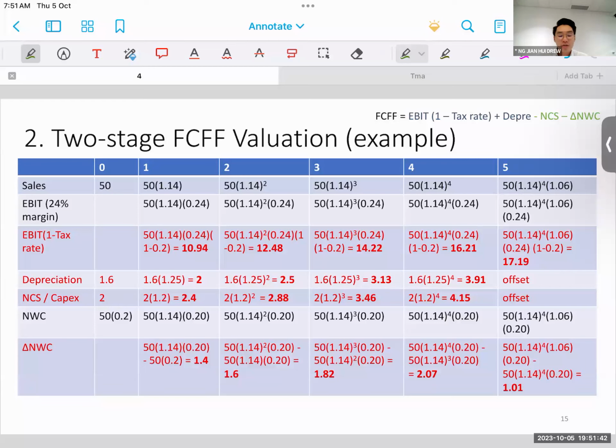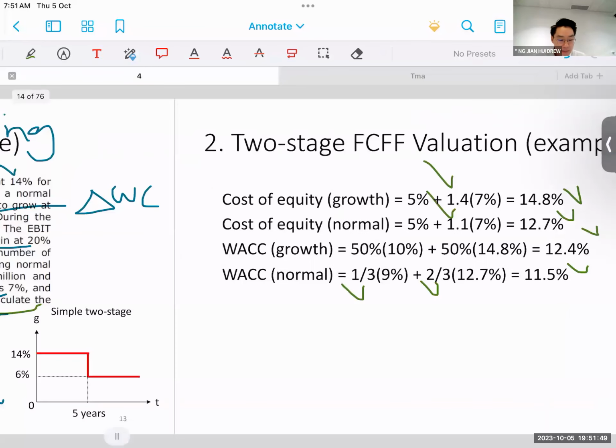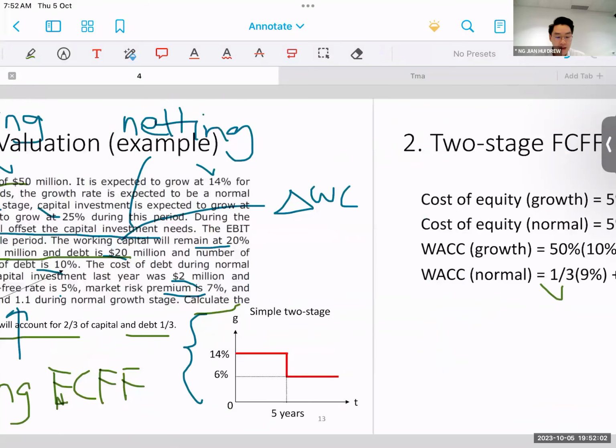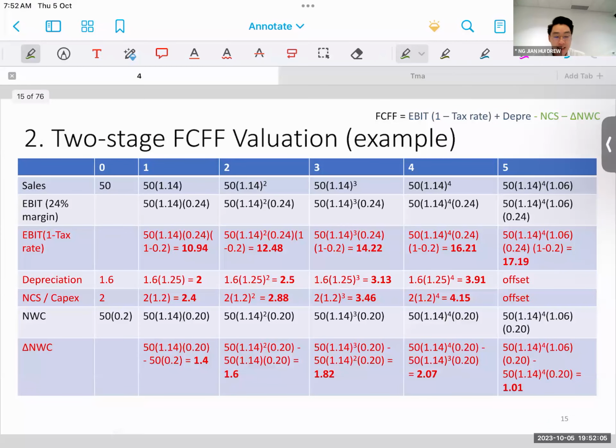So we know that sales is growing at 14%, as they mentioned. So recall, let's just flip back to the question. Recall that they mentioned the current sales, which means year zero, is 50, right? And they say grow at 14% for the next 4 years, and after that 6%. So what have we done here? We know current is year zero, 50, then 14%, 14%, 14%, 14%, and 6% in year 5.